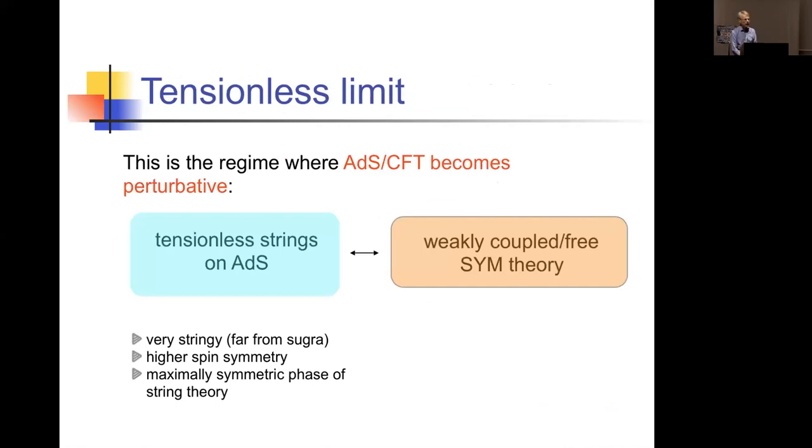Now, this is the regime where AdS/CFT becomes perturbative, or where you could hope to have a chance to prove the AdS/CFT correspondence. On the gauge theory side, this is obvious because that is weakly coupled, so it's obviously under perturbative control. And as I said, on the string theory side, we are very stringy, very far from supergravity, but it's in some sense the maximally symmetric point of string theory. It's the point where these stringy excitations become massless, and therefore string theory develops a much bigger symmetry algebra than it would otherwise have. That just reflects the fact that free super Yang-Mills has a much bigger symmetry, and therefore again fits together with this dictionary.